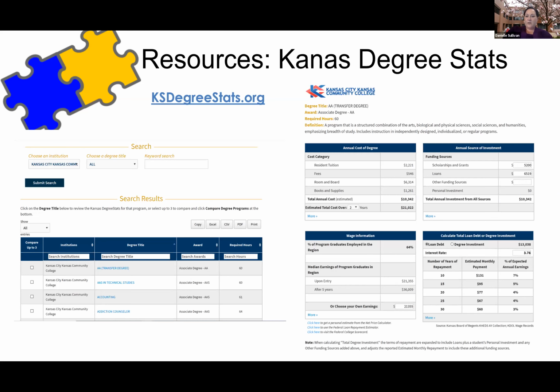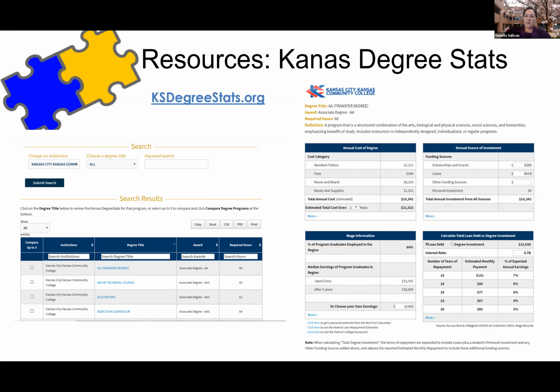And then the really cool thing that I like about it is that it gives you earnings information. So it tells you after you complete, and I've got KCKCC pulled up for their associate's degree, what you could earn after you graduate, and then after 5 years of graduating. And it's program specific. So if you want to major in aerospace engineering at KU, you can go in and put in aerospace and it will give you all of the program cost information. So it's a really, really good tool, and it's only for schools within the state of Kansas. So it's not going to give you schools in other states.